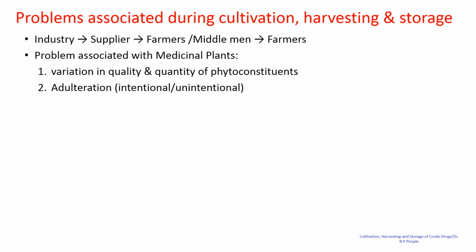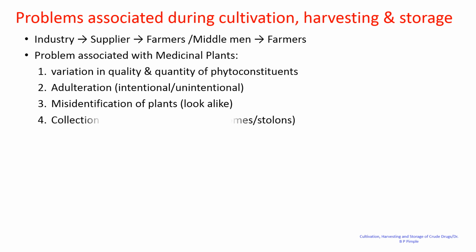Adulteration. As we have seen, there are chances of adulteration, or sometimes you can call it misidentification of the plant, or a look-alike plant can be procured by the farmer or a middleman, and this can cause a serious threat to the industry as well as its products. Also, collection of the wrong part of the plant.